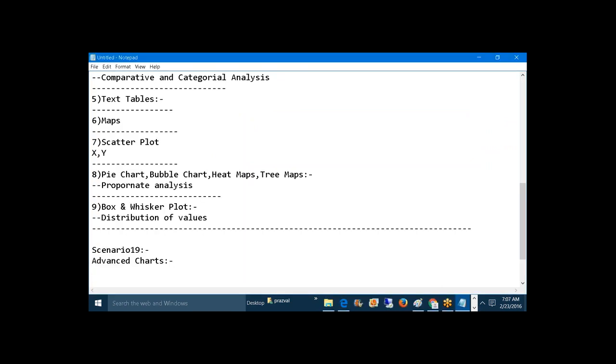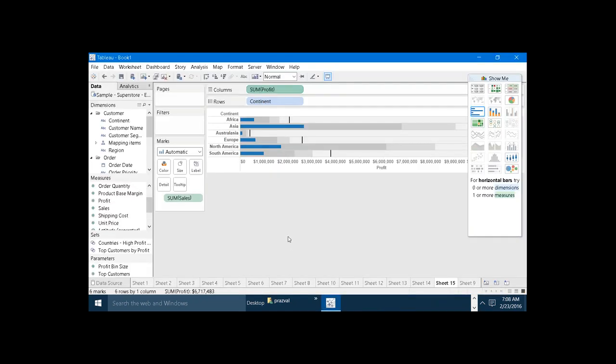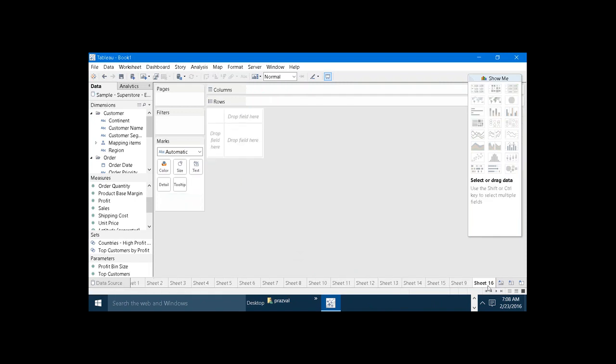In the advanced charts, I'm building the first type of chart called a word cloud. It's a kind of text comparison with the values. So how do we build the word cloud in Tableau? Not only the word cloud, but if you want to build any advanced chart in Tableau, you have to make use of the marks card.